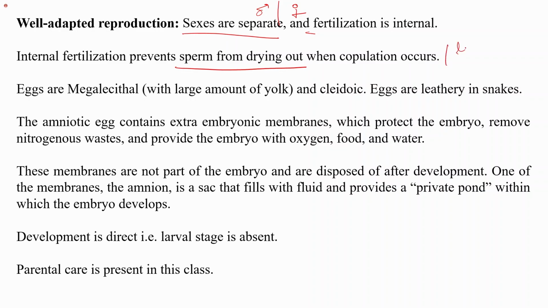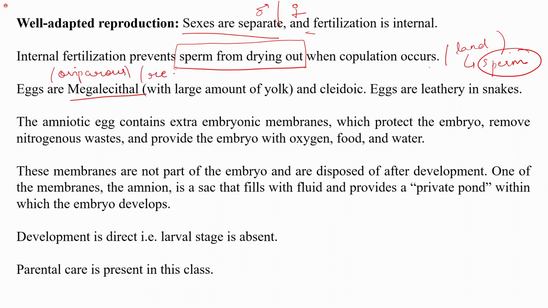So since they live on the land, therefore when they release the sperm, in case it is released in the outside environment, it may dry out. Therefore, internal fertilization prevents the sperm from drying out when the copulation happens. And eggs are megalecithal. So these animals are oviparous. That is, they release the eggs. They do not give birth to the young ones, they release the eggs.